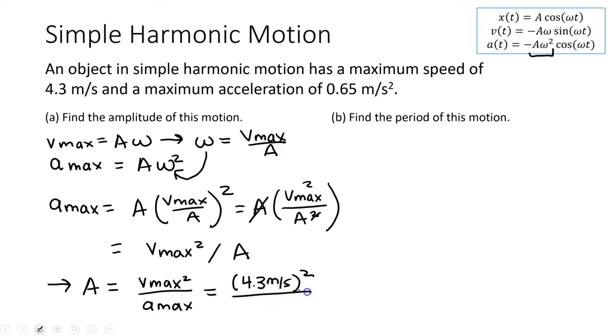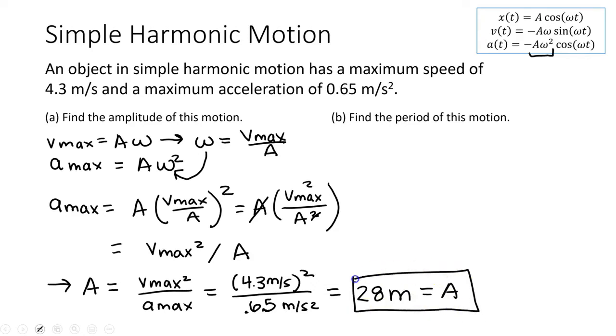We want to square it, and then we divide by A max, which was 0.65 meters per second squared. When I plugged those numbers in myself, I ended up getting 28 meters. So that's a pretty big amplitude. Okay, so that's the amplitude of our oscillation.